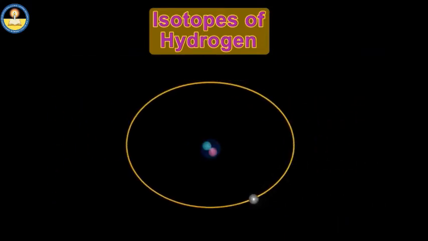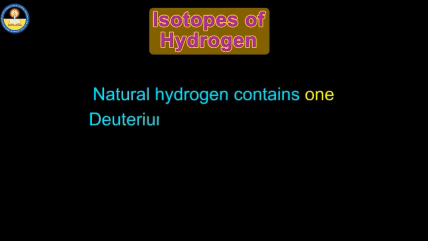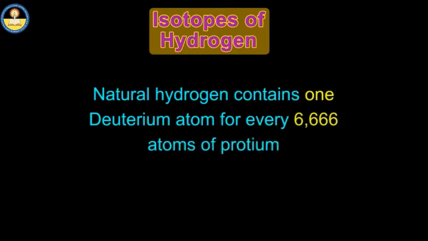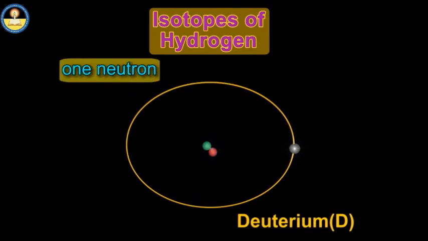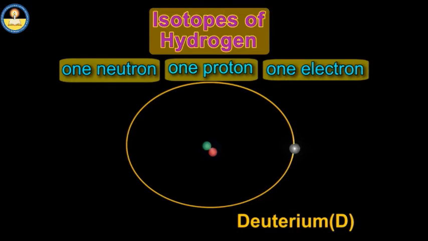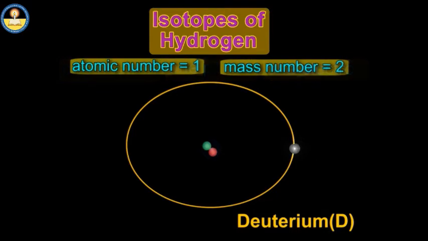The isotope hydrogen-2 is named as deuterium and is designated by symbol D. Natural hydrogen contains 1 deuterium atom for every 6,666 atoms of protium. Deuterium isotope of hydrogen has 1 neutron besides the proton. This means that its atomic number is 1 and mass number is 2. Because deuterium is twice as heavy as protium, it is called heavy hydrogen.